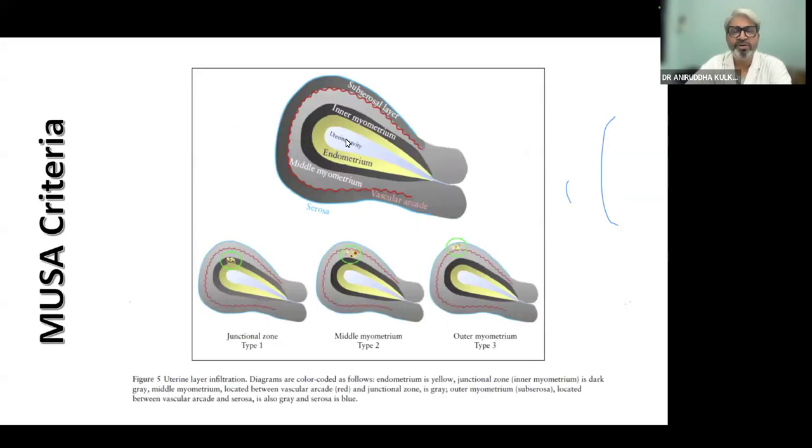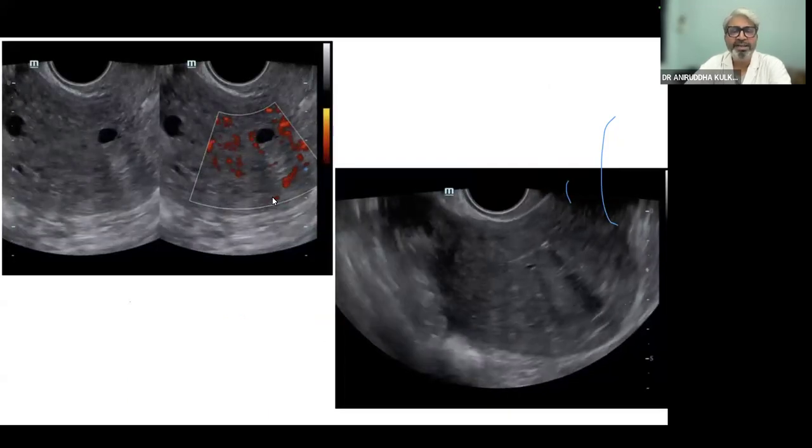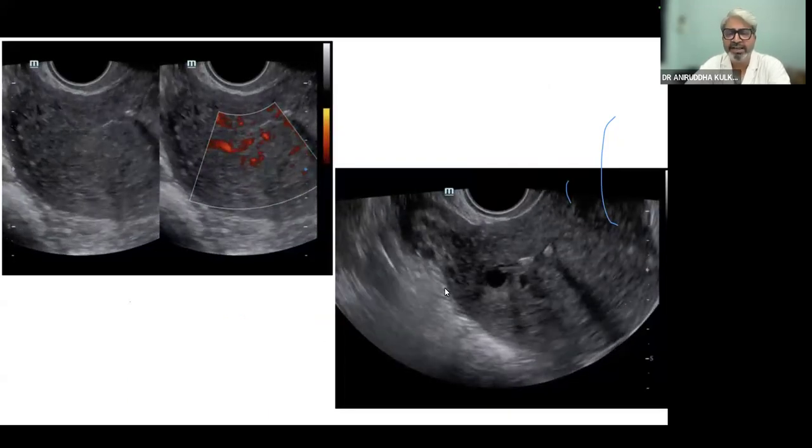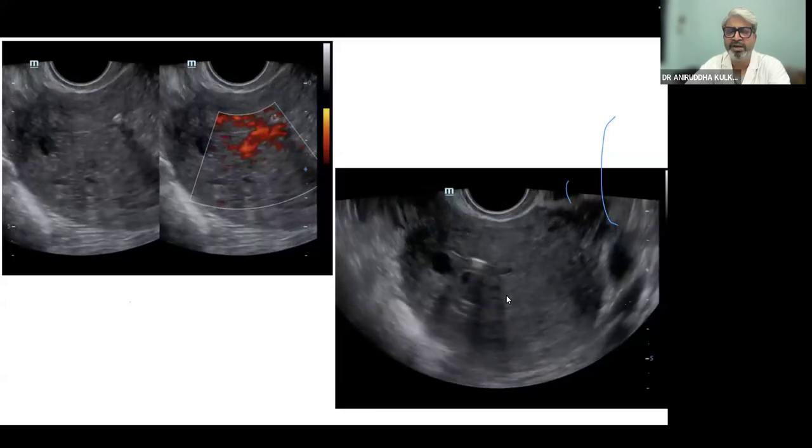And see, this is the endometrial cavity. This is endometrium per se. And the adjoining territory is the inner myometrium. This is middle myometrium. And this is subserosal surface, or this is layer 3. So we are dealing with a junctional zone, which is type 1. Middle myometrium, it's a type 2. And the outer myometrium is type 3.